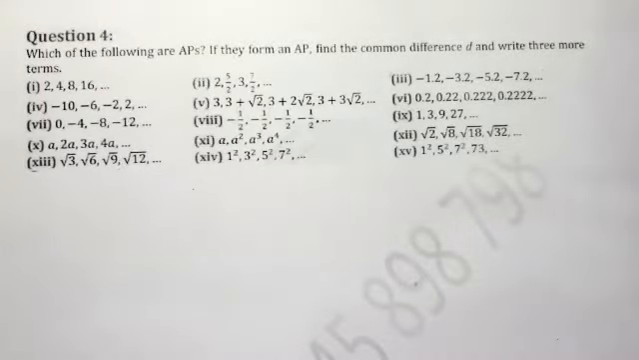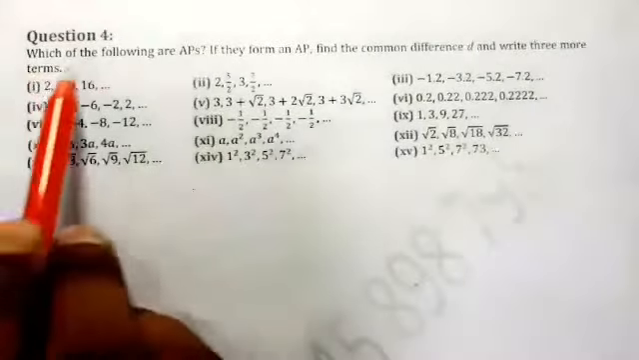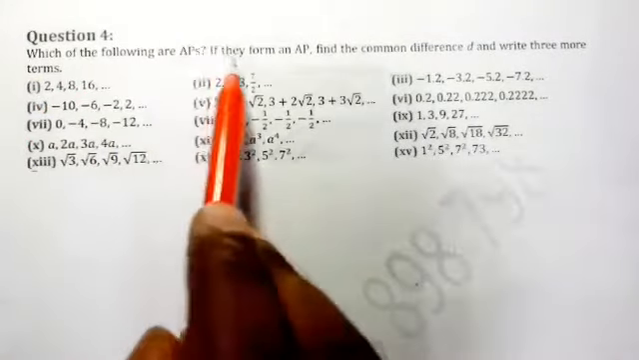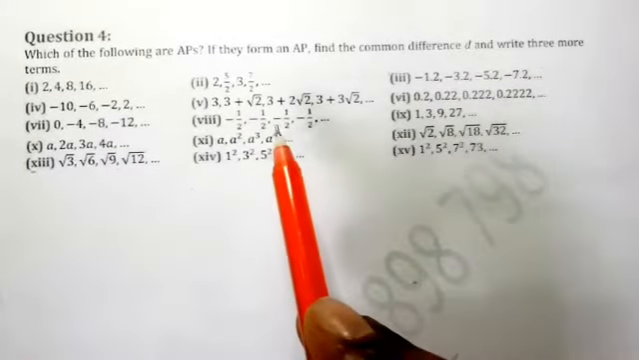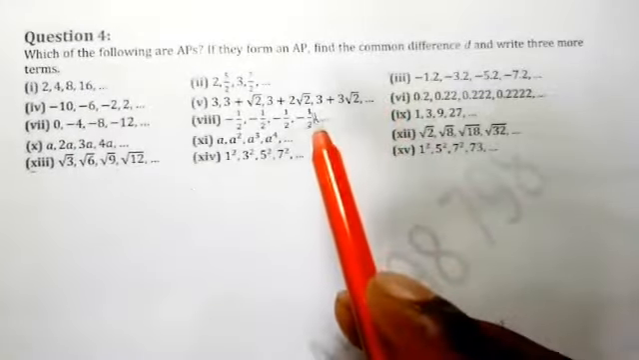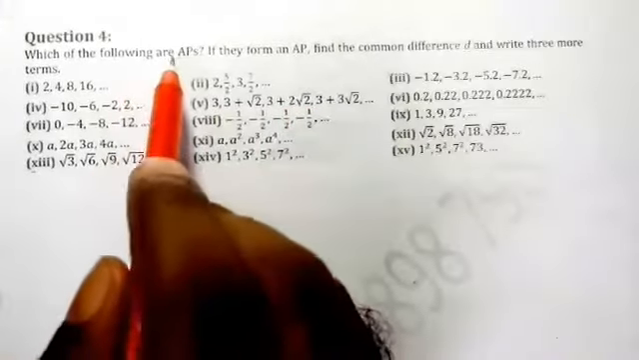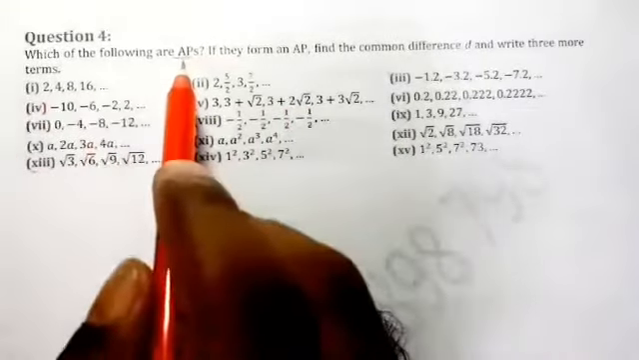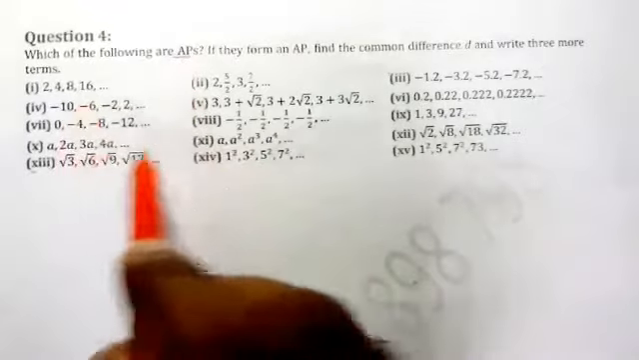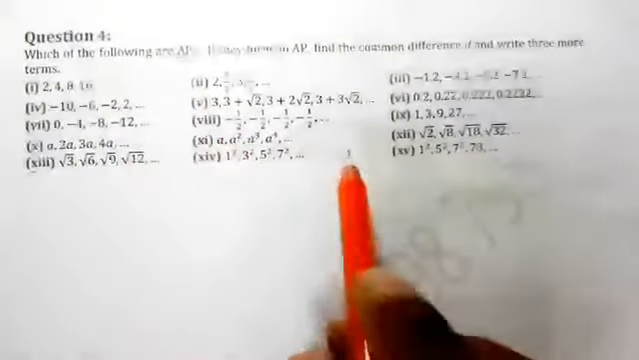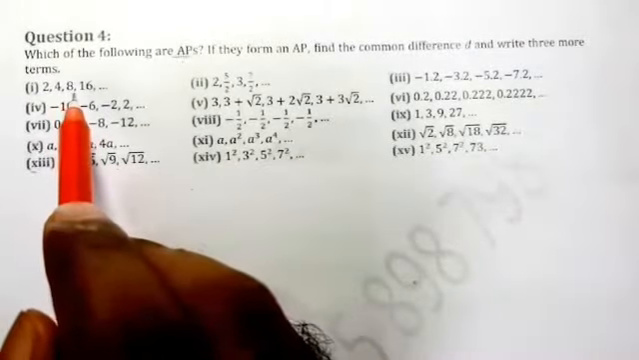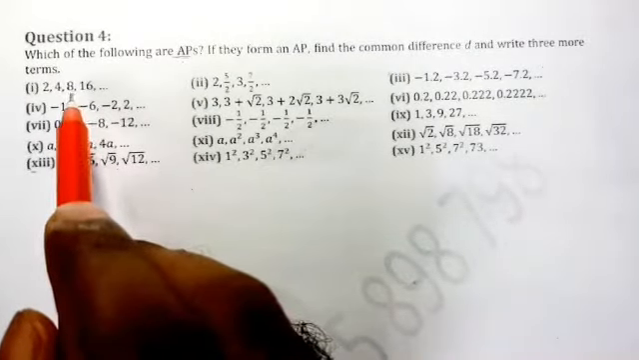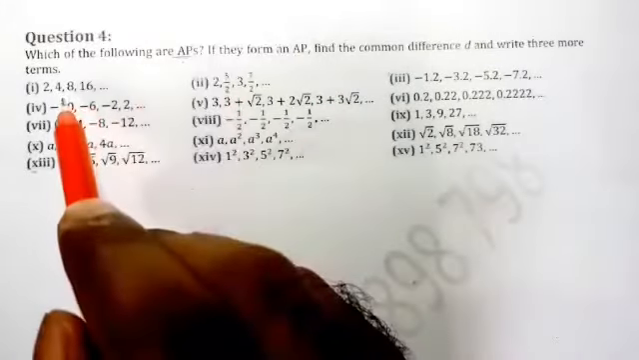Now we can go to question number 4. Which of the following are APs? If they form an AP, find the common difference D and write 3 more terms. Don't be confused by reading everything. One by one we can discuss. Which of the following is an AP? AP means arithmetic progression. Here many sequences are given. From this, which are APs? How to understand whether a sequence is an AP or not? Very easy. If there is a common difference, it will be an AP.